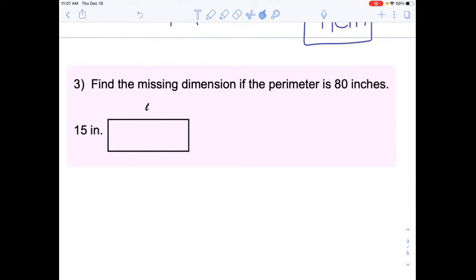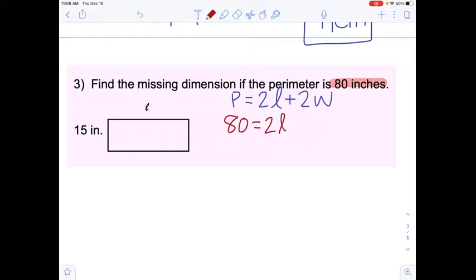All right, number 3 says find the missing dimension if the perimeter is 80 inches. So we know that the perimeter of a rectangle is 2 times the length plus 2 times the width. So if our perimeter is 80, I'm going to plug that in for P. And 2L, we don't know the length, but we do know the width. 15. So I take 2 times 15.